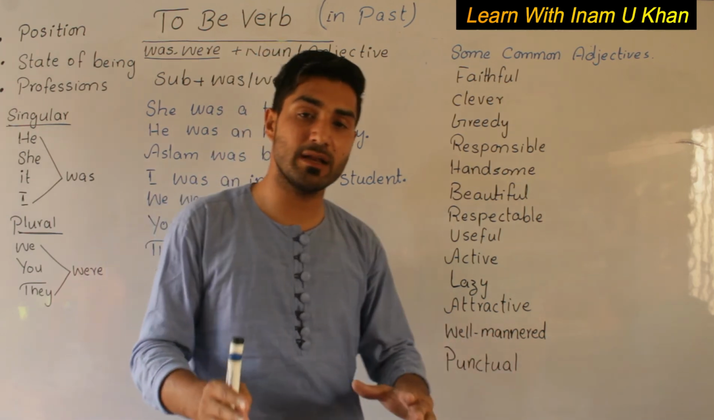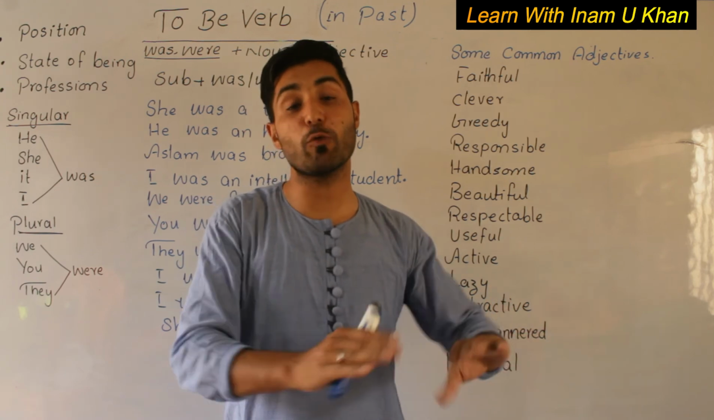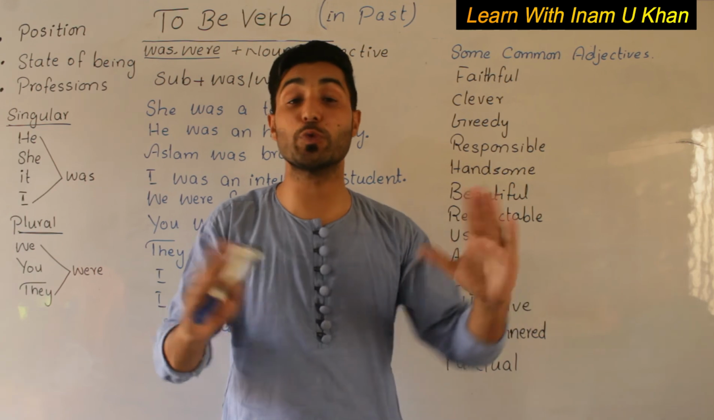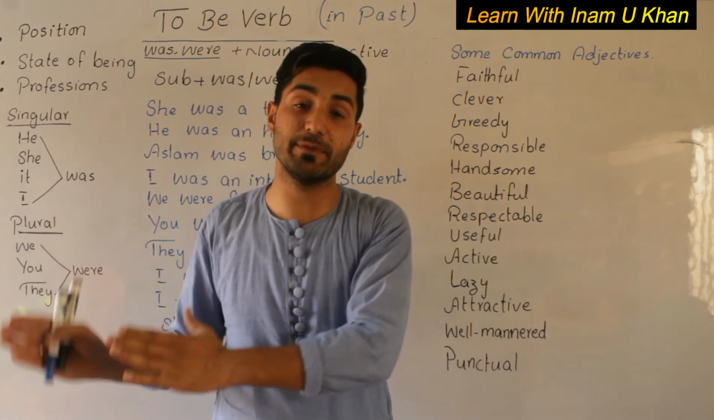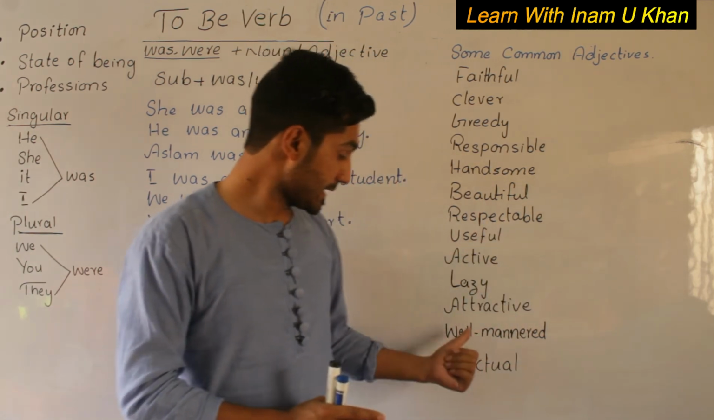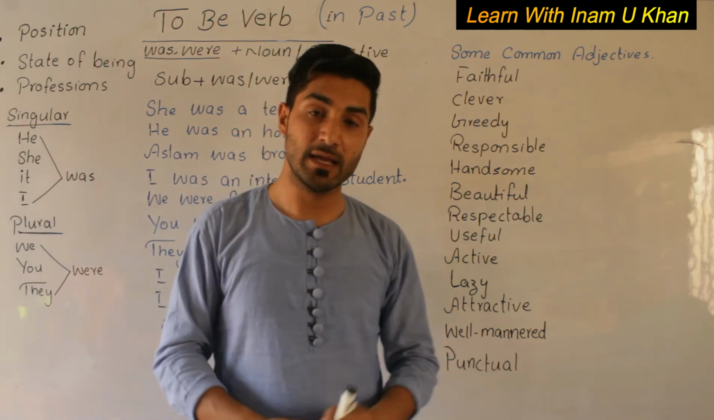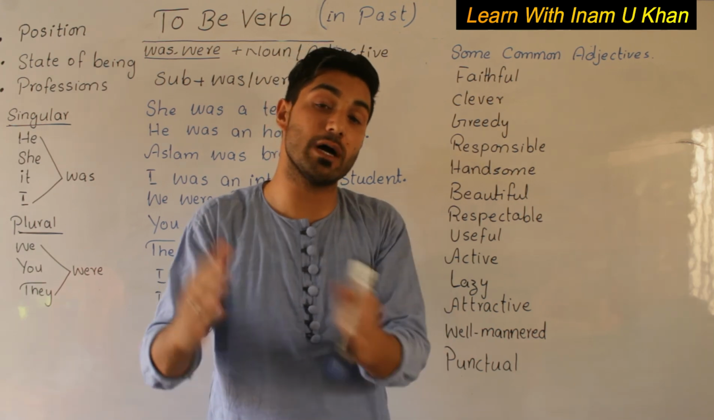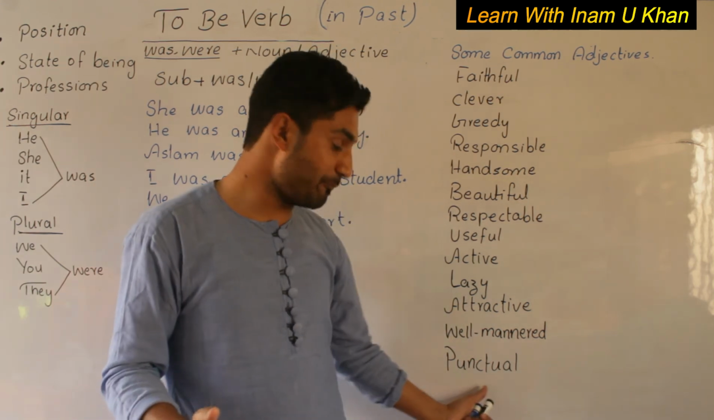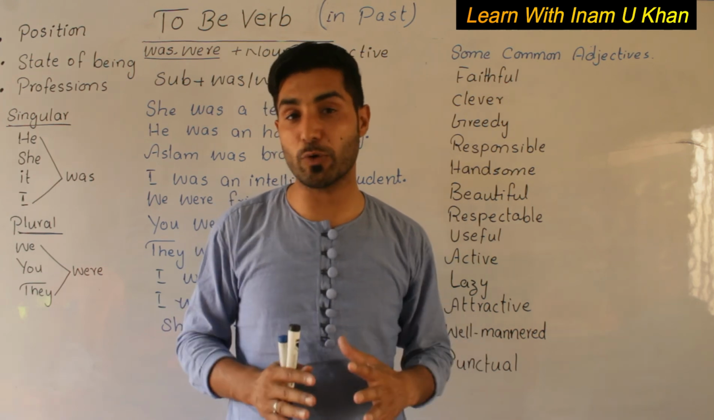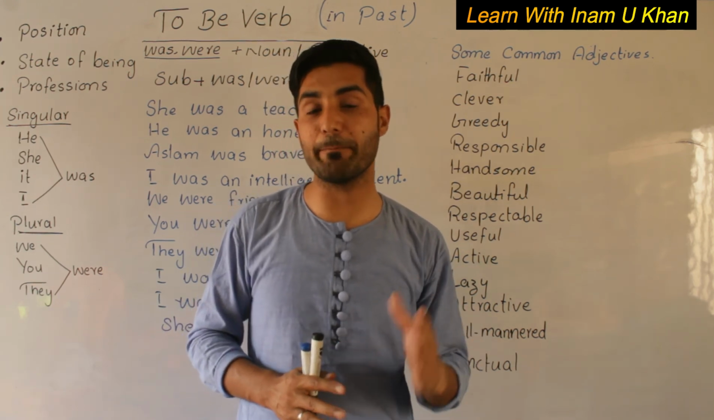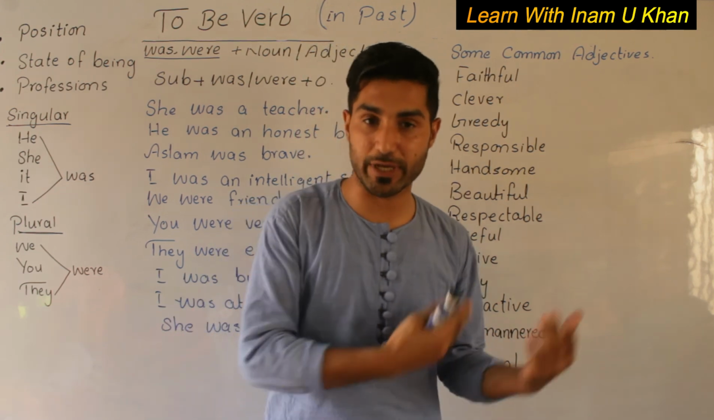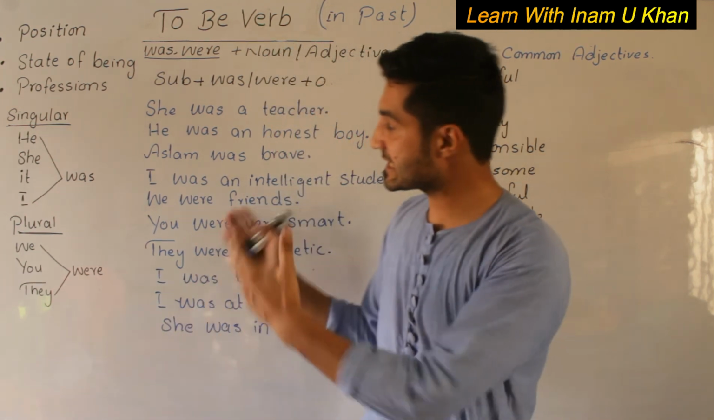Attractive, for example, we visited a place that was very attractive. I am talking about the state of the place, that it was very attractive. What was the state of being of the place? It was very attractive. Next we have well-mannered. For example, your brother was very well-mannered, or your brother was well-mannered. Next we have punctual. For example, one of my teachers was very punctual. He used to come to school on time. So these are some words you can use in your own sentences, and this is the way you can use the to be verb in past.